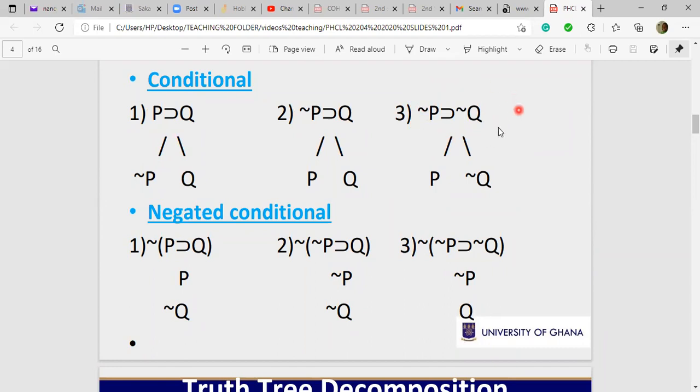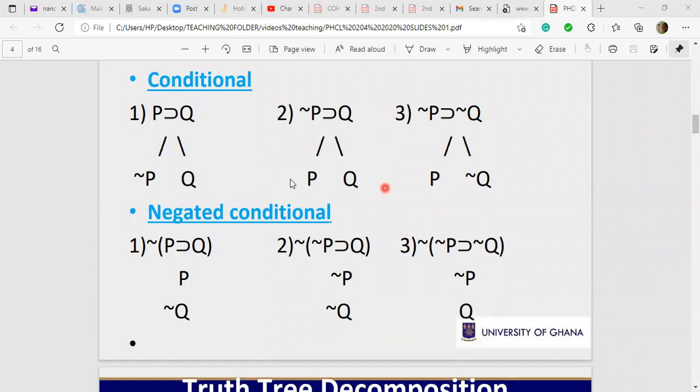See this one. What compound is this? I'm highlighting. Which compound is this? All of us. What compound is this, please? Negated conditional. It's a conditional with a negated P. That's not correct. It's not a negated conditional. Madam, look at it. It's a conditional compound with a negated antecedent. Okay, it's okay. Listen.